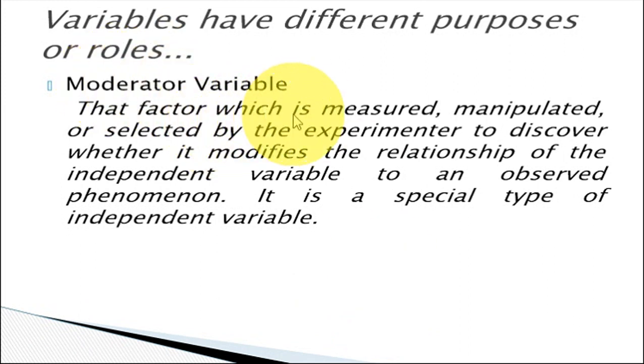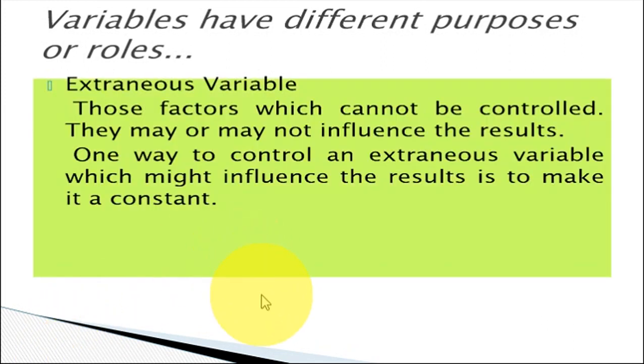So moderator variables are those variables which are measured, manipulated or selected by the experimenter to discover whether they modify the relationship of the independent variable to the observed phenomenon, or the dependent variable. Any other variable which affects the relationship between the independent and dependent variable, and which the researcher is interested to study, is called a moderator variable. And extraneous variables are those variables which cannot be controlled, but we can make them constant, which may or may not influence the result of the experimental research.